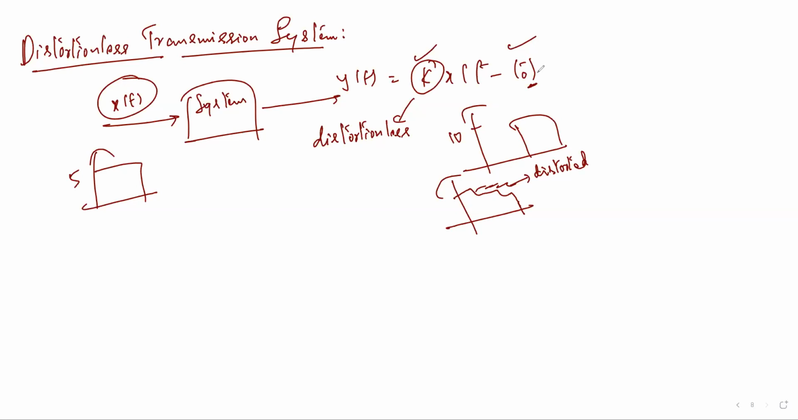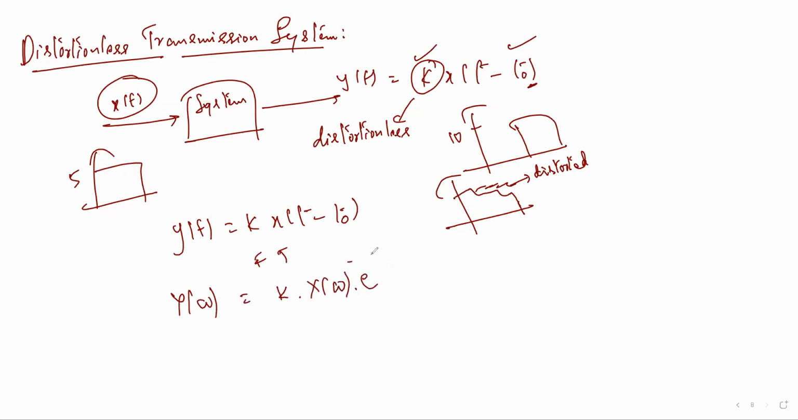Provided the system is distortionless, we have y(t) equal to k times x(t minus t naught). I'm applying the Fourier transform so that Y(omega) is equal to k times, because of the shifting, an exponential multiplication. The magnitude of the received signal is what? K. The phase of the received signal is what? Minus omega t naught. This is the magnitude, and here is the phase.